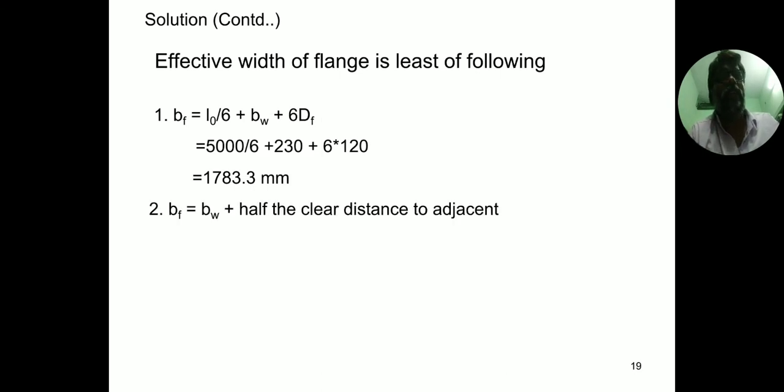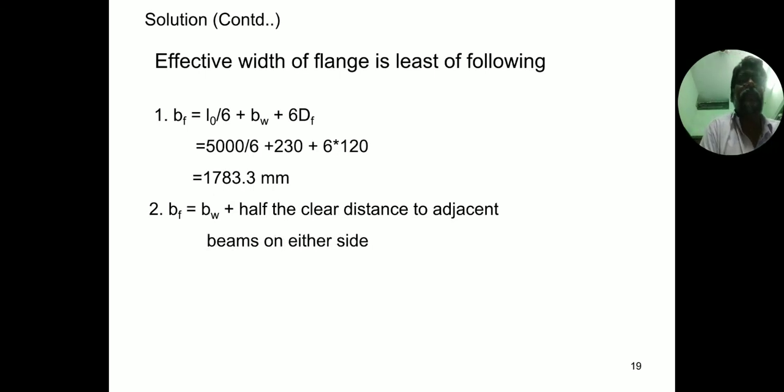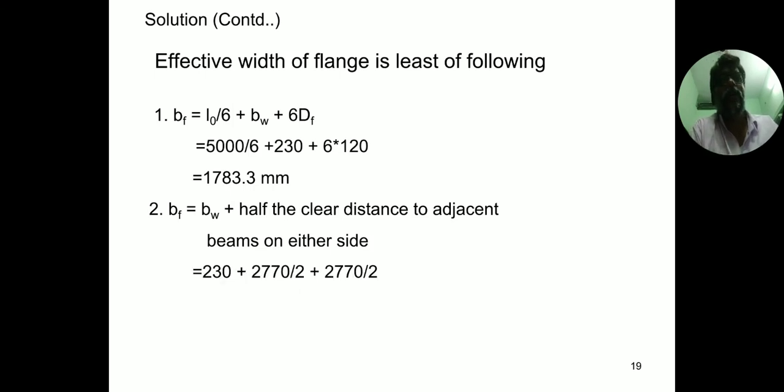Another: BW plus half of the clear distance of adjacent beams on either side. 230 plus 2770 by 2 plus 2770 by 2, that is 3000 mm. The least value is taken. The least value is 1783.3 mm. BF will be taken as 1783.3 mm, the least value.